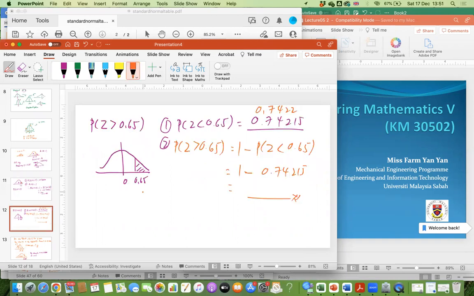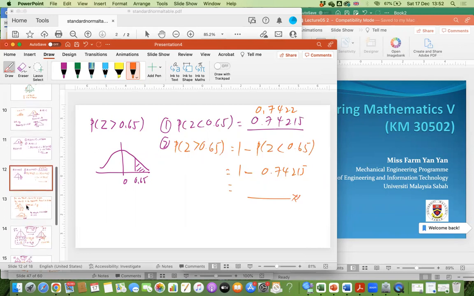Let's try another one. I would like to find the probability of z-score bigger than 0.85. Like I mentioned just now, the table only shows you the left side. So therefore you use 1 minus the left side and you can get the right side area.